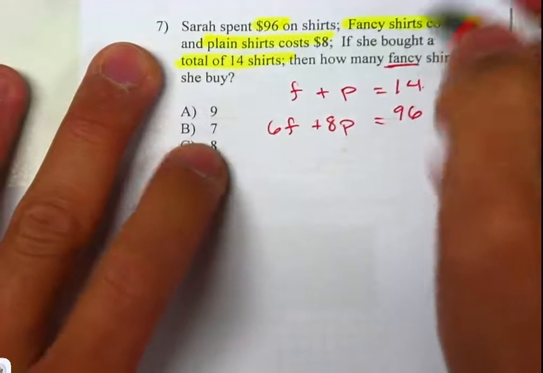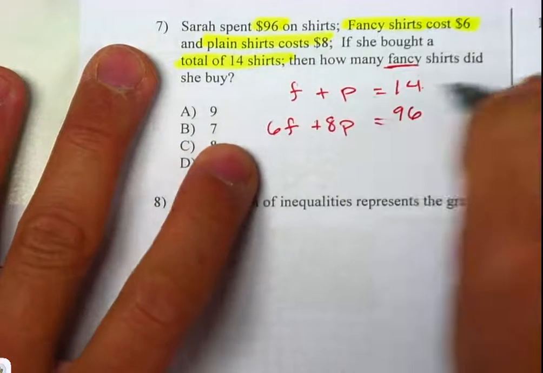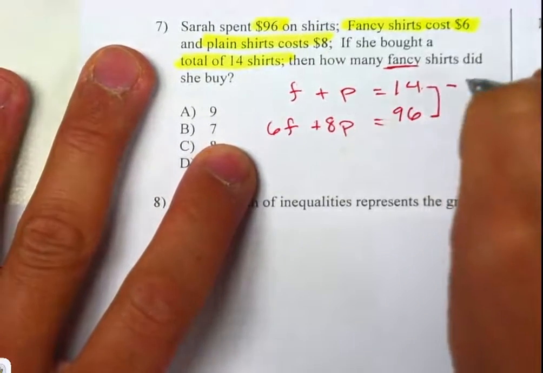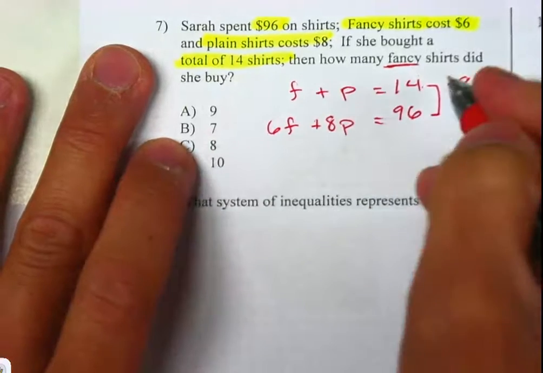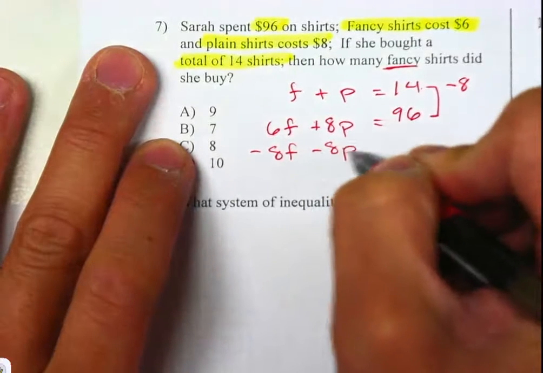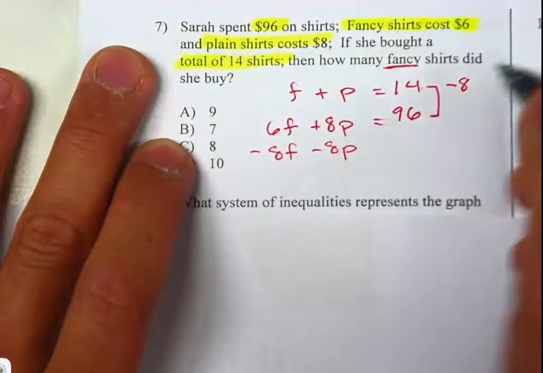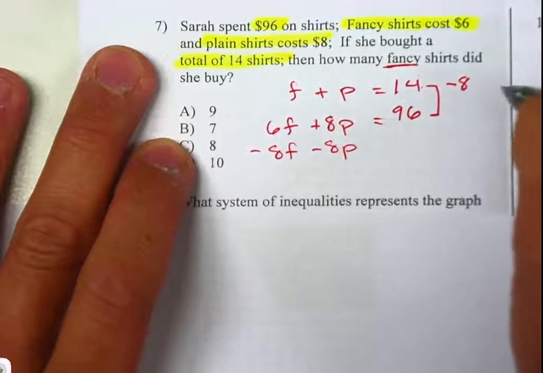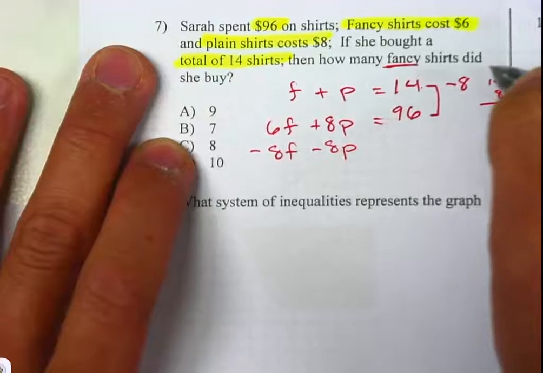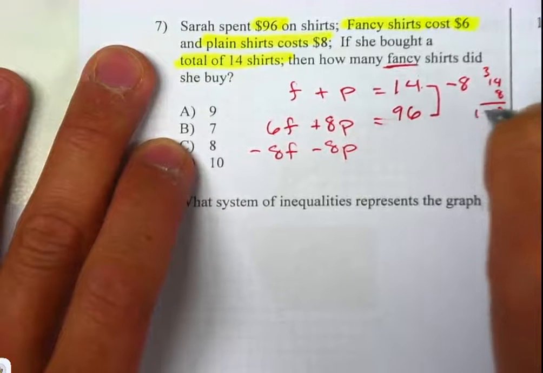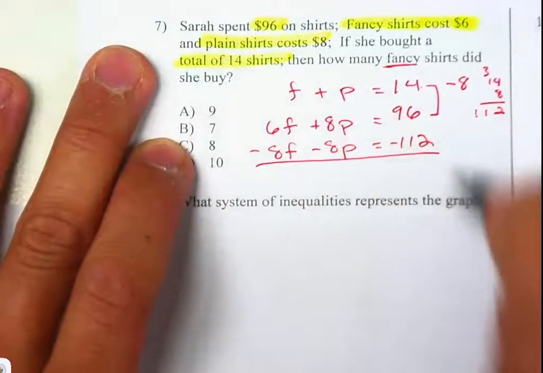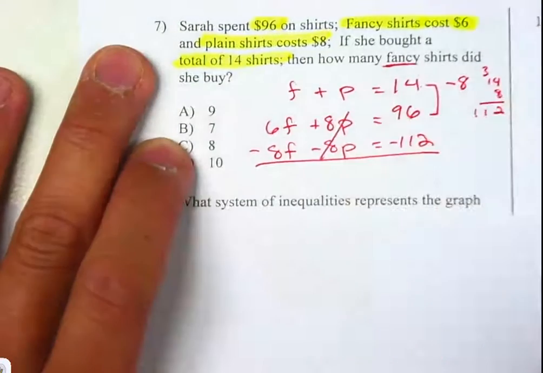Since we're solving for F, it probably makes sense to eliminate the P's. So I can connect those two and eliminate the P's by multiplying by -8. If I distribute this, I get minus 8F minus 8P, and 8 times 14. Let's do a little side work here. We get 112 negative. And now we can eliminate those P's by combining.